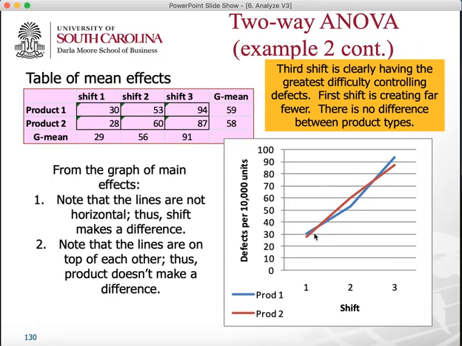So you can see that they overlap, right? Why do they overlap? Because products don't impact. So there's no significant difference between product 1 and 2. So one of them is not always higher, or one of them is not always lower. They're pretty close together. That's what you expect when there's no difference between products.